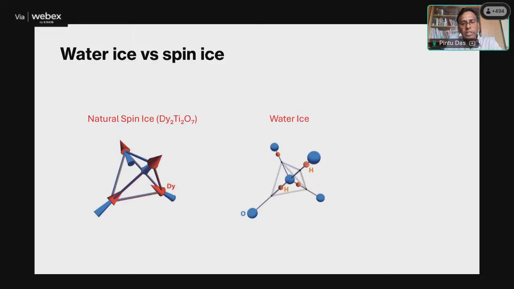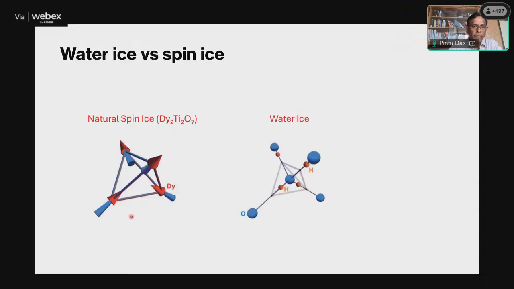Here it means two in, two out, that is, two near and two far protons in this water ice. In this magnetic system, this pyrochlore, let's say dysprosium titanate or chromium titanate, etc., the spins orient in a similar way. This is the orientation of the spins: two in, pointing towards this center, and two out. So again, two in, two out, and that's why it is called spin ice, in analogy to the water ice.